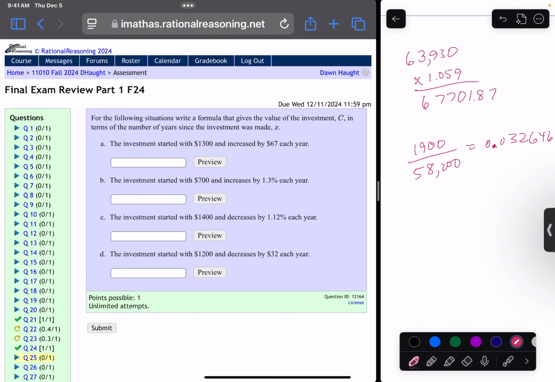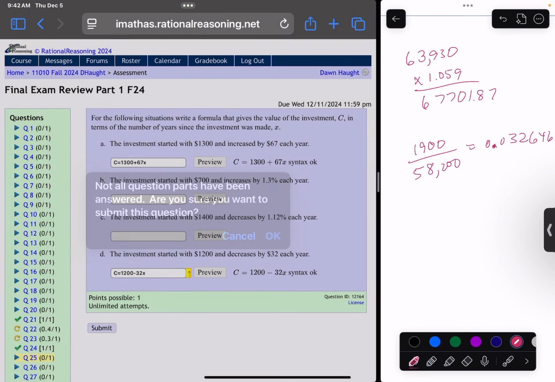For the following situations, write a formula that gives the value of C in terms of the number of years since the investment was made. Okay, so if it increases by a flat amount like A, or decreases by a flat amount like D, don't overthink it. We would say C equals the original investment plus 67x, because they said x was the number used. Use the correct variables they've asked for. And this one would be C equals 1200 minus 32x. Okay, so those are pretty straightforward there.